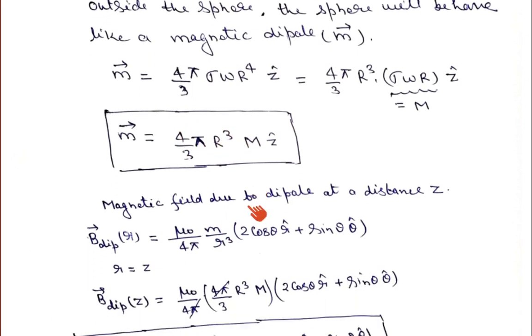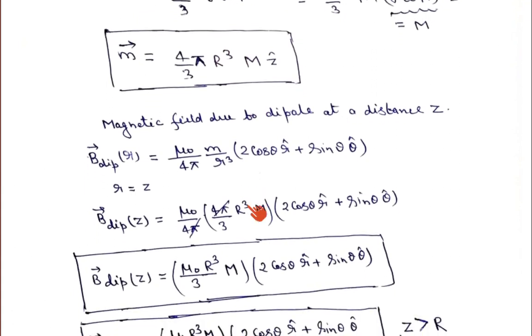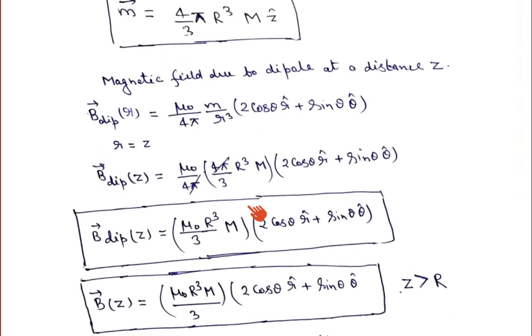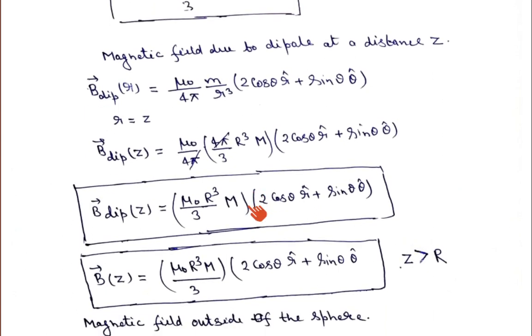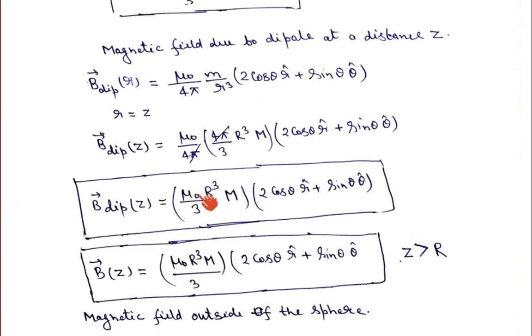Okay, so if you substitute this value, what will we get? Magnetic field due to a dipole, and this dipole is generated due to the rotating spinning spherical cell. So that can be written as mu 0 into R cube upon 3 capital M into 2 cos theta r unit vector plus sin theta theta unit vector, or we can write the magnetic field if z is greater than r due to a magnetized object. Here we have written in terms of magnetization, so that is why we can say that this magnetic field, which is along the z axis, is due to the magnetized sphere, that is mu 0 R cube upon 3 into capital M, 2 cos theta r unit vector plus sin theta theta unit vector. So this is the magnetic field outside of the sphere.